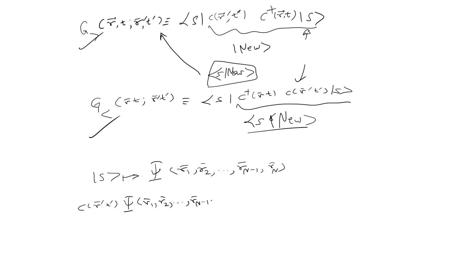If you recall the definition of the Heisenberg time evolution of the annihilation operator in terms of its Schrodinger equivalent, it is going to be this: t dash h n minus 1 c of r dash. So that is what that is.